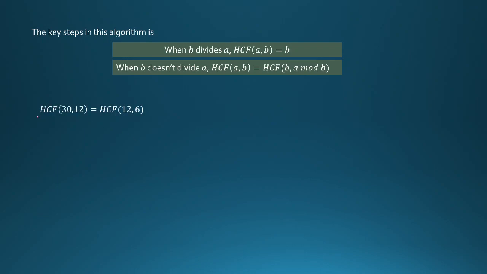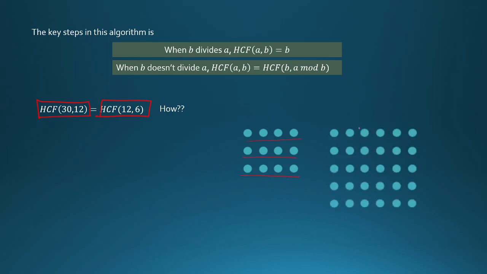So let's take an example. You have to find out the HCF of 30 and 12, and at some point in the algorithm you say that it is the same as the HCF of 12 and 6. Why do you say so? So this is 12: 4, 8, 12. And this is 30: 1, 2, 3, 4, 5, 6, 12, 18, 24, 30. Yes.